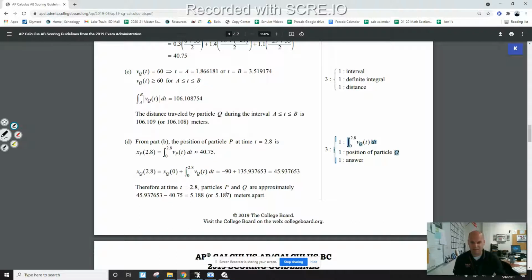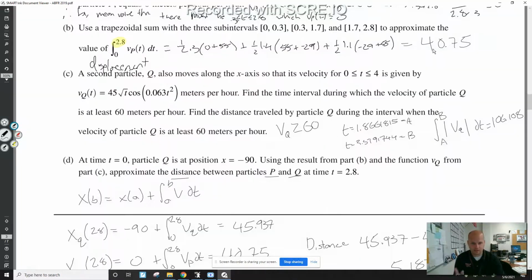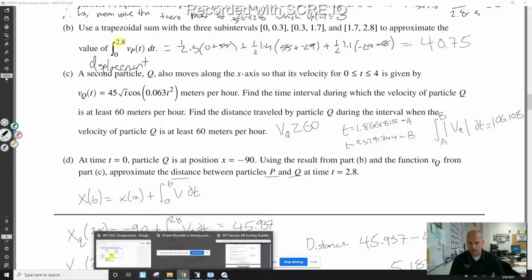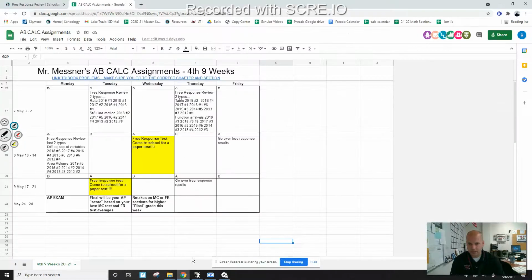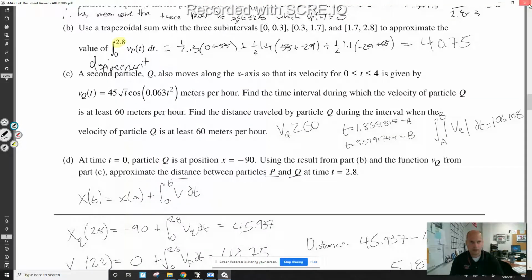Okay, not that bad. Just don't mess up on the trapezoidal sum. I would have gotten the full 3 points though for part D because I used an incorrect answer correctly. They will not punish me for making a mistake earlier but then using that correctly later. So just know that. All right, next question is 2018 number 4. Let's close this one out.